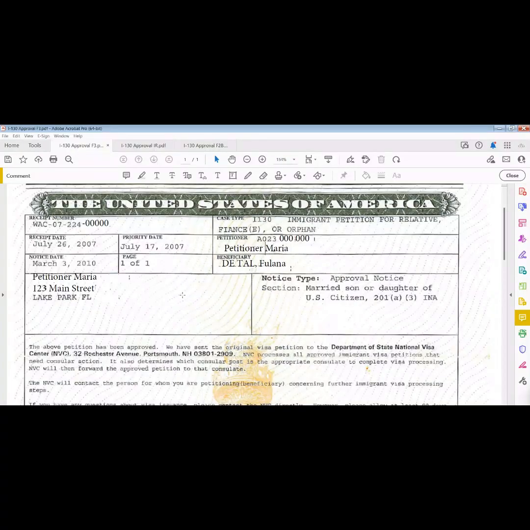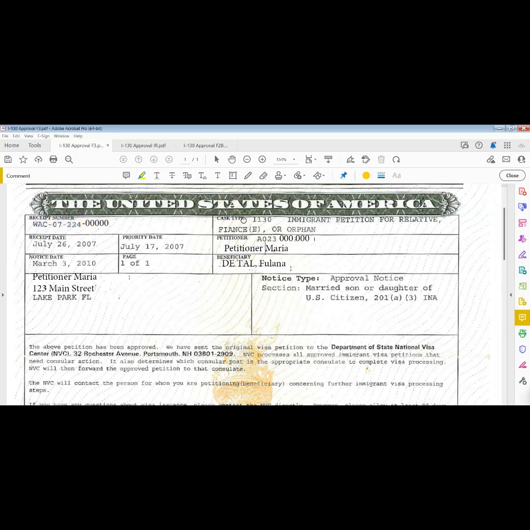Okay, we are going to start by looking at this receipt notice. One of the important things that we want to look at with a receipt notice is the actual receipt number. We have the receipt number up here in the upper left-hand corner. This receipt number should not be foreign because it should be the same receipt number that was on your receipt notice. This is the number that you can use to check the status of the case online. That's the receipt number, this one right here.